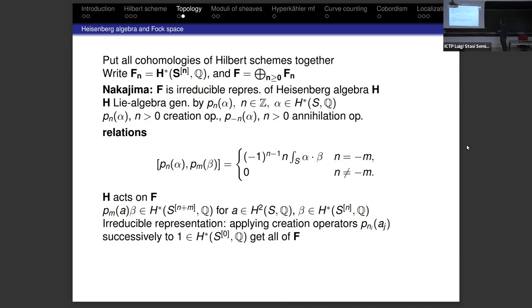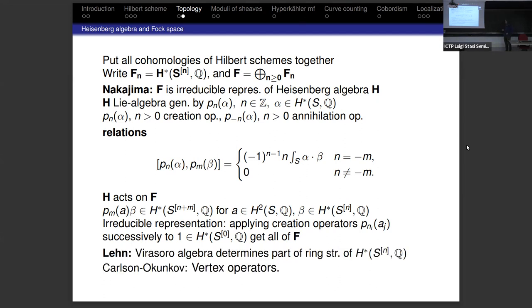Okay, the fact that this is an irreducible representation means that if we apply the creation operators like this, for n bigger than zero, to the element one, which generates the cohomology of the zero Hilbert scheme, which is a point, we get all the cohomologies of all the Hilbert schemes. And one can work out from this what the dimension of the cohomology group should be, and it is the dimension that I gave before. Of course, I haven't really said all the relations, but anyway, so that's one.